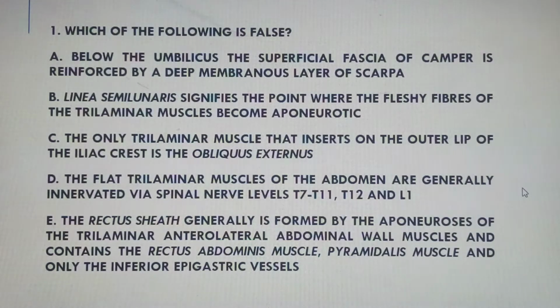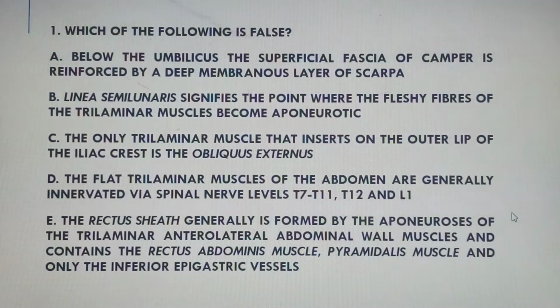Now, option D says the flat trilaminar muscles of the abdomen are generally innervated via spinal nerve levels T7 to T11, T12, and L1. This is actually a very true statement. Of course, we will get to know that the thoracoabdominal nerves will be innervating most of these muscles together with the subcostal nerve, as well as the iliohypogastric and ilioinguinal nerves, which are branches or terminal branches of what we call the L1 ventral ramus. So we look at that.